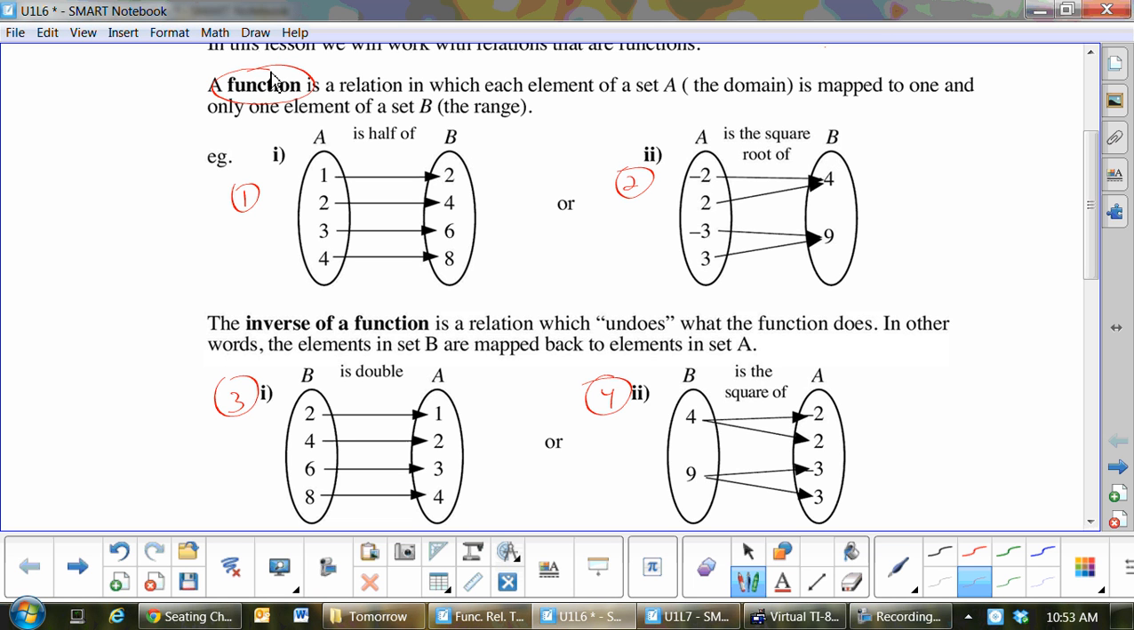Simple question. Multiple choice. Only one of them is the correct answer. Which one of them is not a function? And why? Number 1, 2, 3, or 4. Which one is not a function and why? 4.